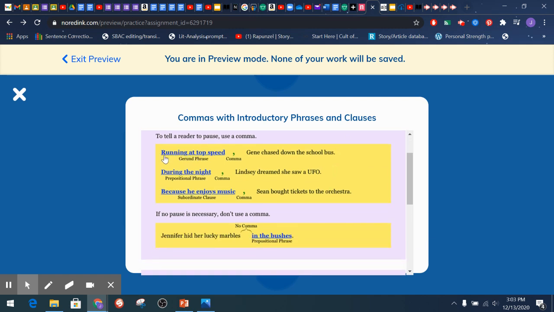So when you have a phrase, when the first word of the sentence is this type of a verb that ends in ing, you're always going to need a comma to separate it because there's a natural pause there. So it's a gerund phrase, actually. So running at top speed, comma, Jean chased down the school bus. And then we have during the night, comma, Lindsay dreamed she saw a UFO.